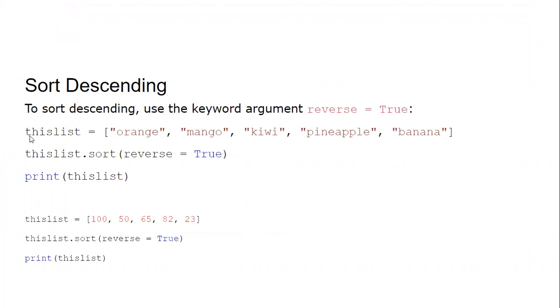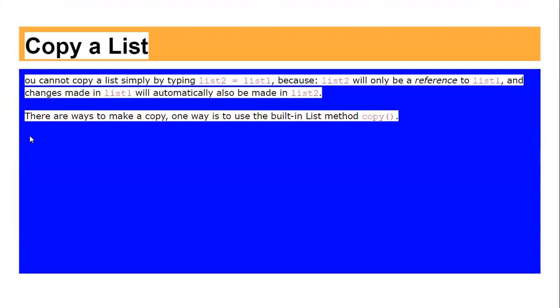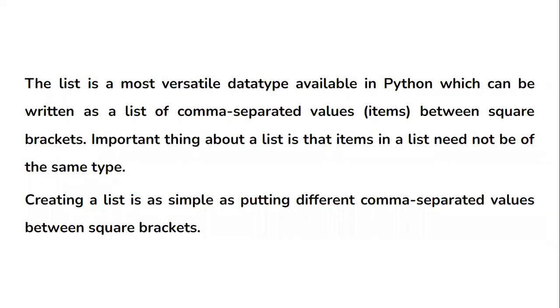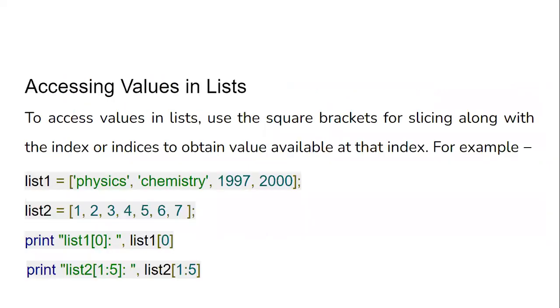Now move to this descending order of list. Now copy of the list. Suppose list 1 and list 2. Because list 2 only refers to list 1, any change made in list 1 will automatically also be made in list 2. So we make a copy, and one can build up a list with the copy method. Suppose list 1 has ascending values and list 2 has values like this, and list 1 and list 2 are printed.